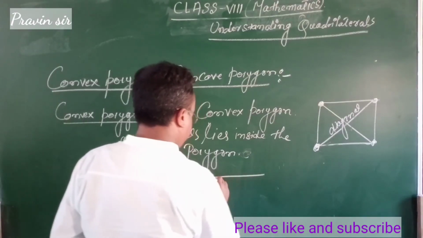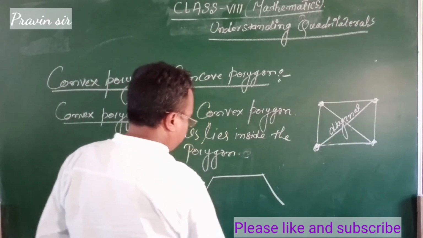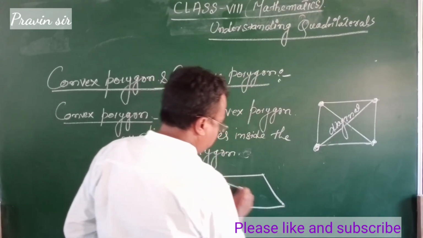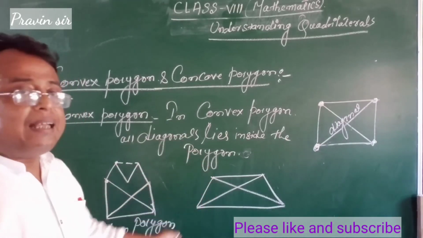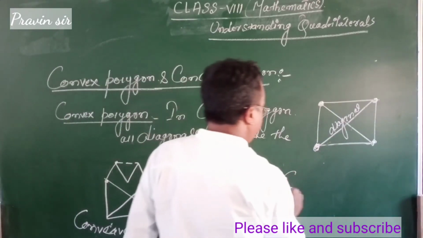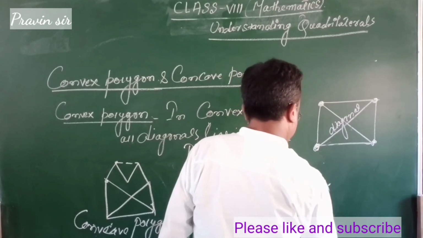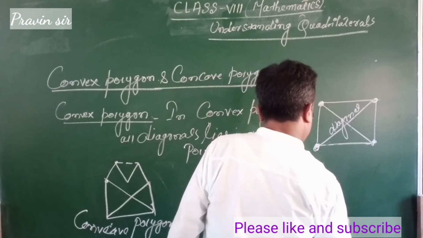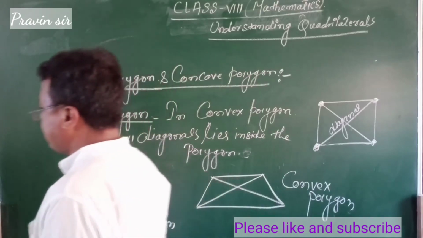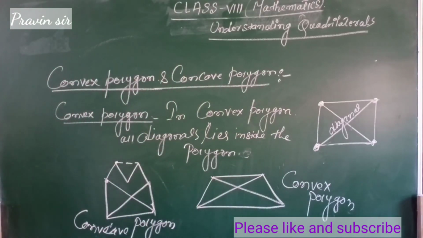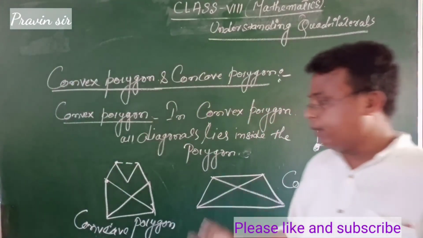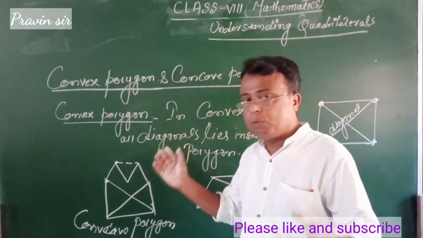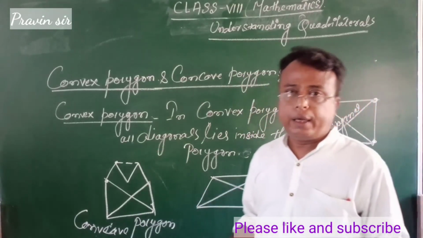Now if I draw the diagonals of this polygon, you see this one, this one. Now you see these diagonals lie inside the polygon only. That's why it is called a convex polygon. So these are the two different types of polygon. One is convex polygon, another one is concave polygon. So that much for today's class, and after that we will see some more things about polygons in our next class. So thank you and have a nice day.